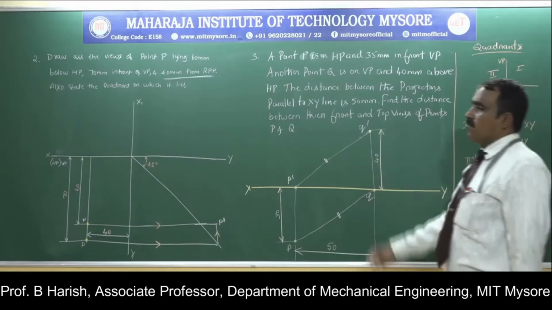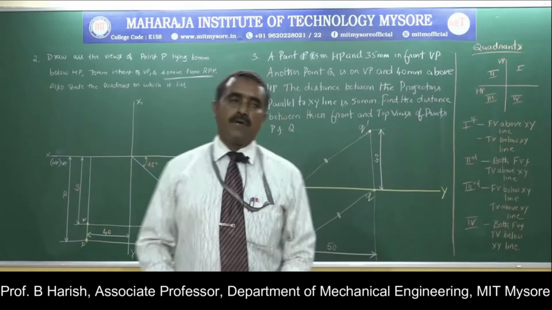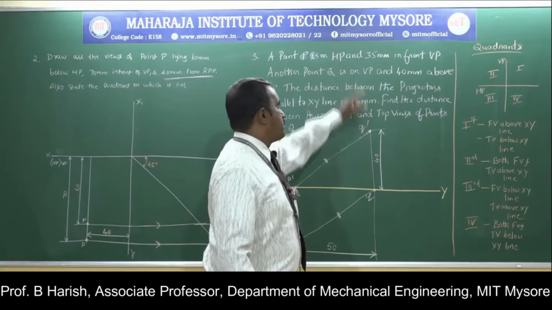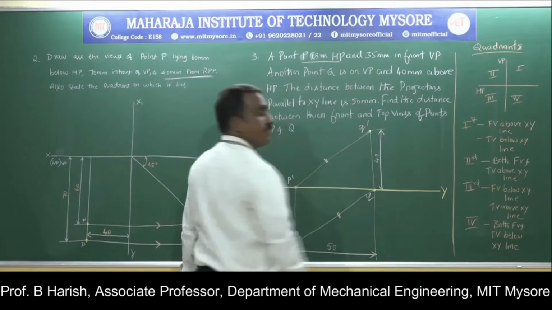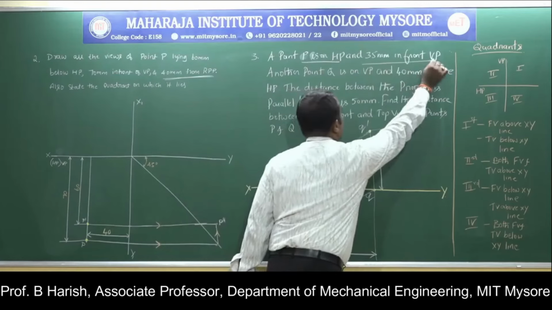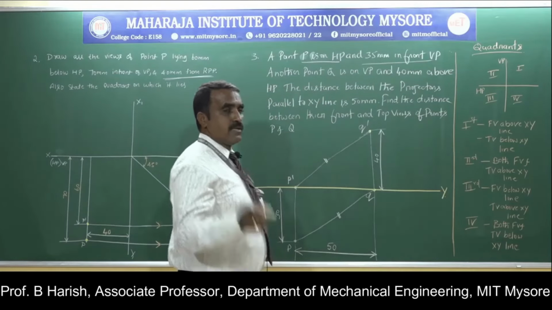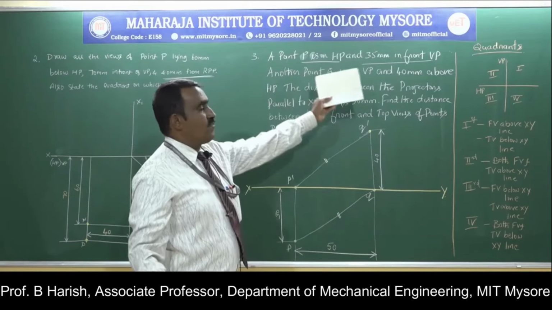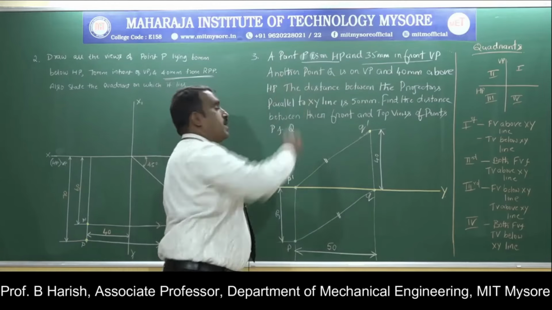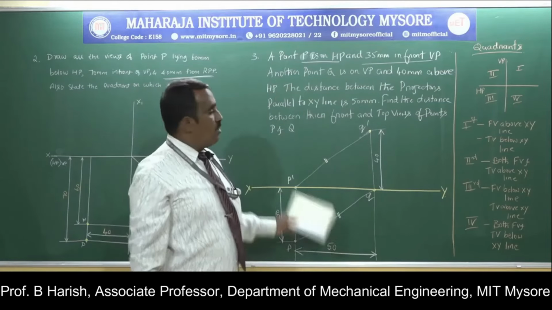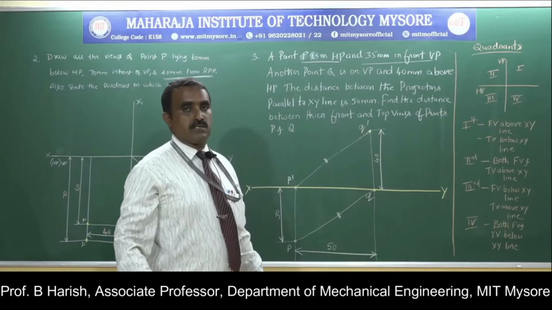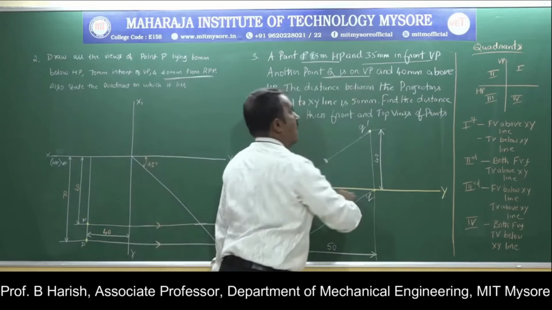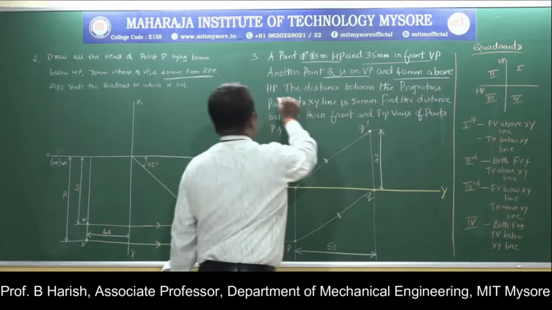This is one more variety of problem that can be asked. The problem runs like this. Point P is on HP, which is very important, and 35 mm in front of VP. So the position of the point is given: one point on HP and 35 mm in front of VP. Another point Q, so here we have 2 points, and I will try to draw the projection of the 2 points. Point Q is on VP and 40 mm above HP.